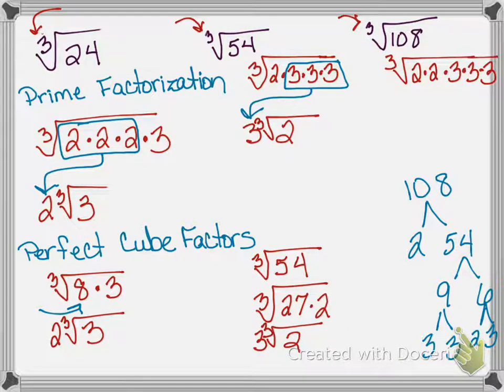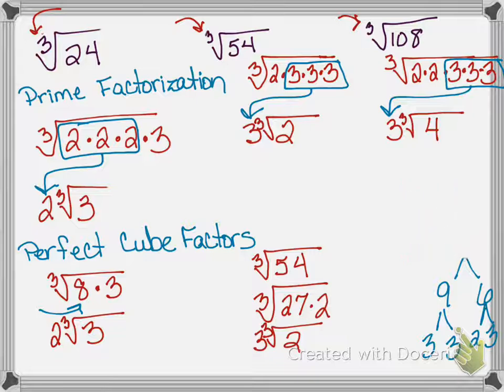I have a set of three 3s, so I am going to put a 3 on the outside. What's left on the inside? 2 times 2, which is 4. So my final answer there is 3 times the cubed root of 4.